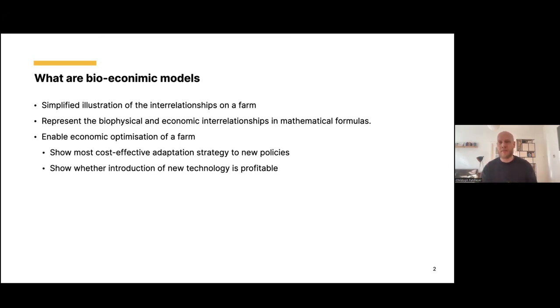Many of you probably already work with these kinds of models, especially in the biophysical part. But then we also have the economic part. For instance, with cash crops, if you apply fertilizer, that has a cost of X, but I can sell the crop for a price of Y. What is the optimum level of fertilizer, where applying an additional unit of fertilizer still gives me more economic return than the price I paid for it? These bioeconomic models combine the biophysical and the economic part, and enable an economic optimization of a farm.